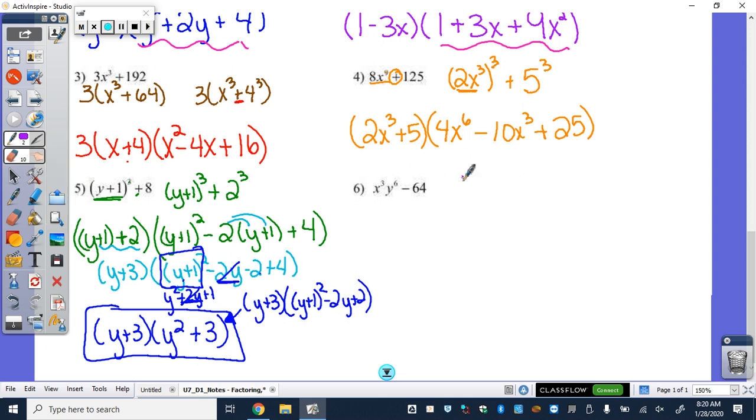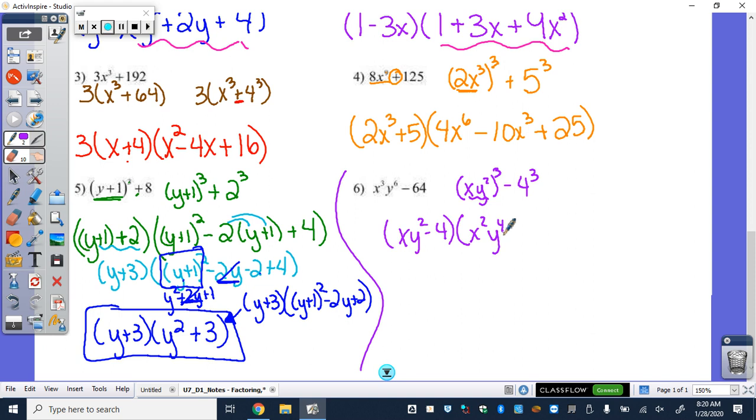And then our last one here, this is xy squared cubed minus 4 cubed. So this is a difference of cubes. So that's going to start out as a subtraction. Squaring this would become x squared y to the 4th. And that would be plus 4xy squared. And then plus my 4 squared, which is 16.